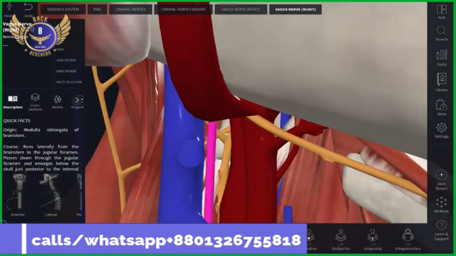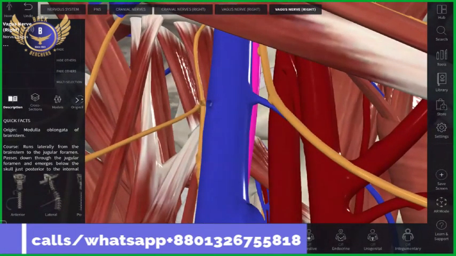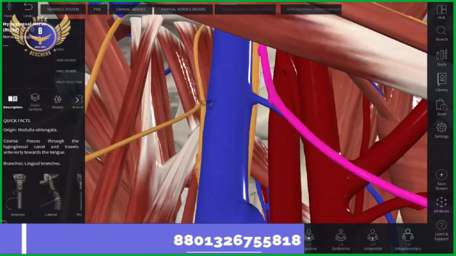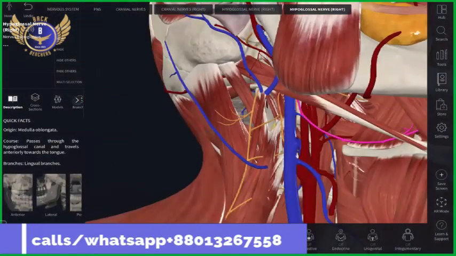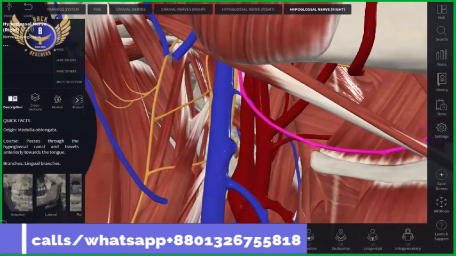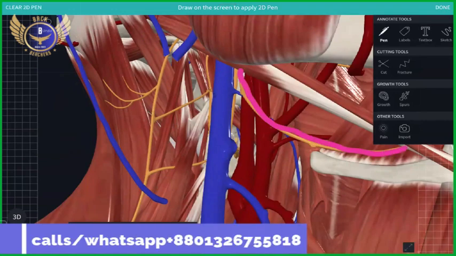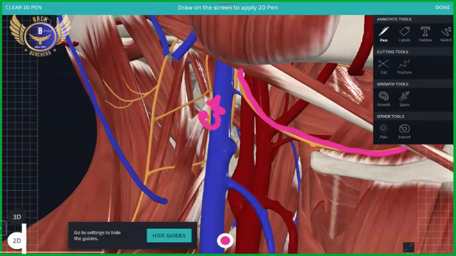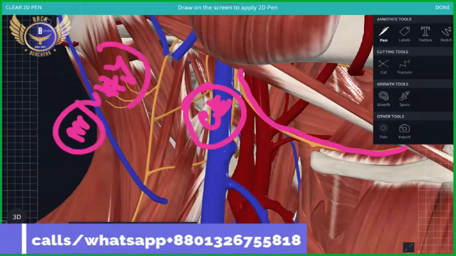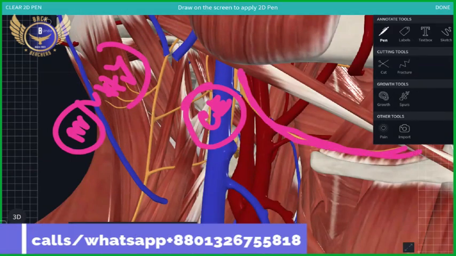Now the second question they will ask: you are doing a carotid endarterectomy, and what is the nerve most commonly injured? Remember, the hypoglossal nerve. Why? Look at its position, guys. You don't even have to enter the carotid sheath. It's above the carotid sheath and it's running like that. So in carotid endarterectomy, the most commonly injured nerve will be the hypoglossal nerve because of its position.